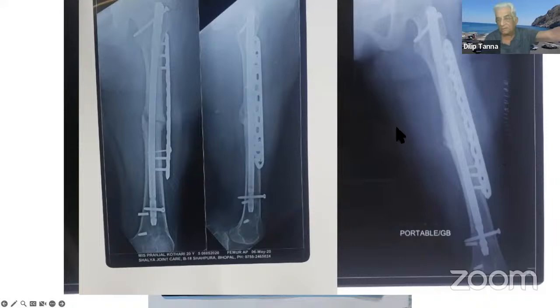And if you put in a plate, don't put a small, piddly little plate like this. This is not going to be effective. This is too short a plate and it's not going to be functional.